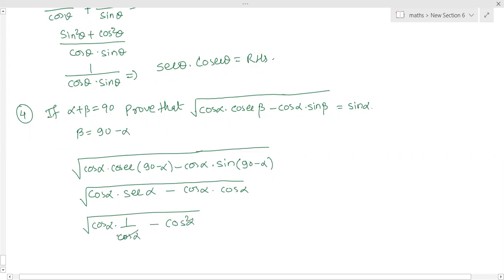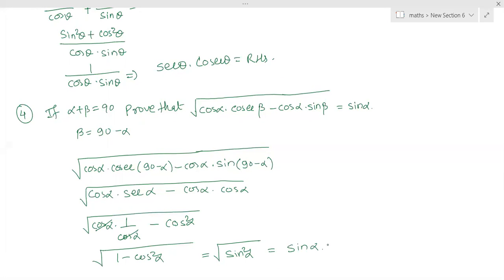So root 1 minus cos square alpha, which is equal to sine square alpha. Yeah, sine alpha. Yeah, you got the answer.